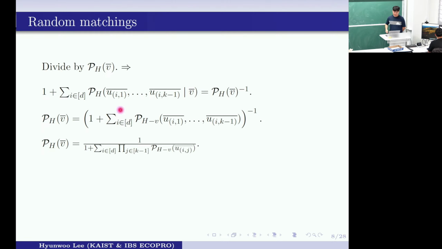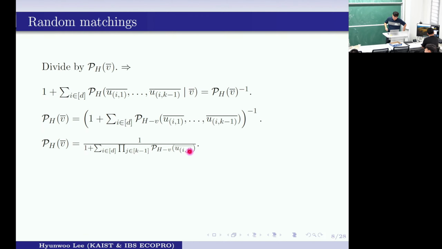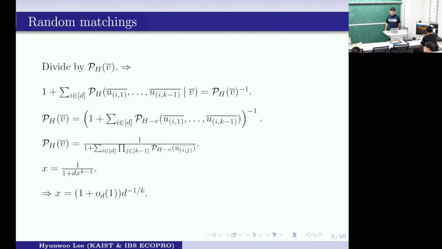So we have this equality. And our first assumption is that the values P_H(v bar) and P_{H-v}(u_{ij} bar) are almost the same as some value x. So we finally have this equation. And d^(-1/(k-1)) is the unique positive solution of this equation. So this is why d^(-1/(k-1)) is the conjectured value.